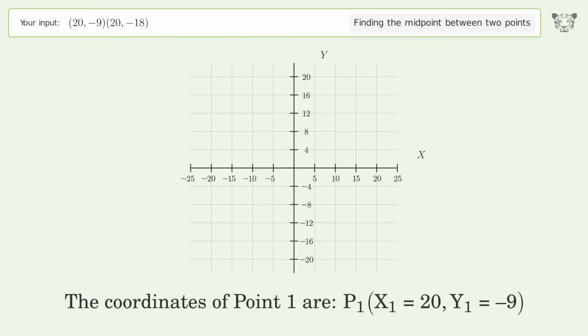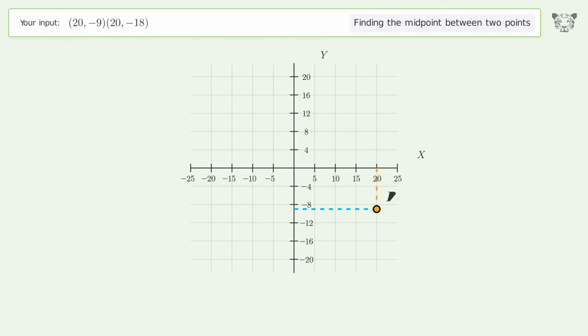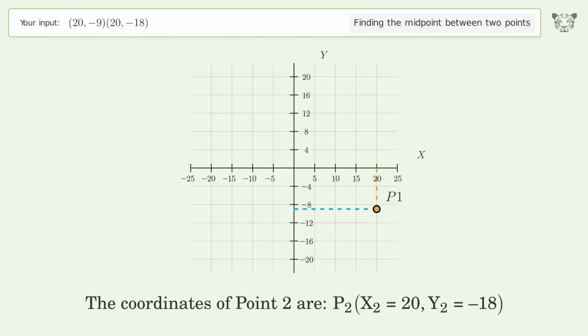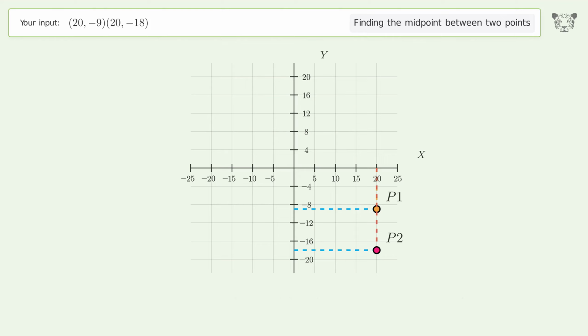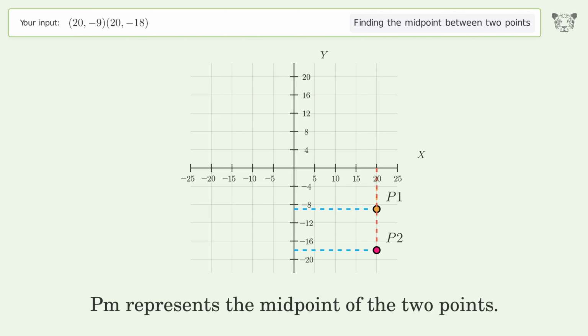The coordinates of point 1 are x1 equals 20, y1 equals negative 9. The coordinates of point 2 are x2 equals 20, y2 equals negative 18. PM represents the midpoint of the 2 points.